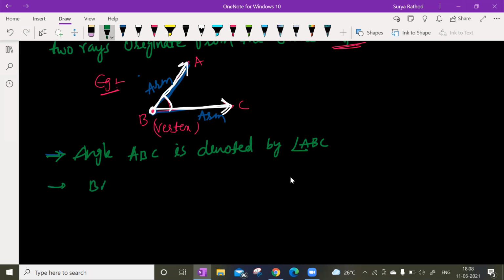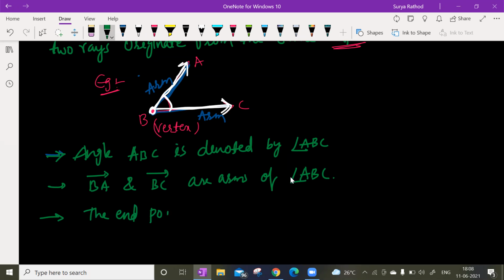Here BA ray and BC ray are arms of angle ABC. Okay, next, the end point B. What was the end point? B is called the vertex of angle ABC.